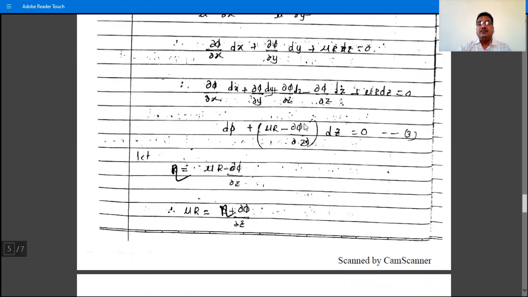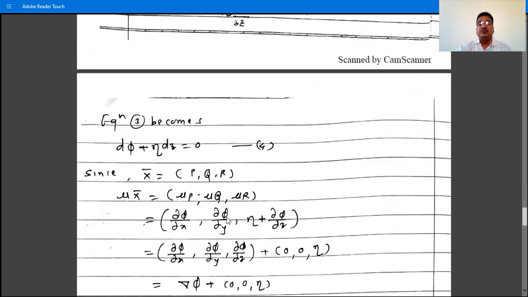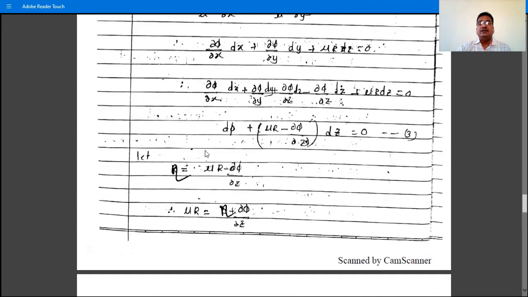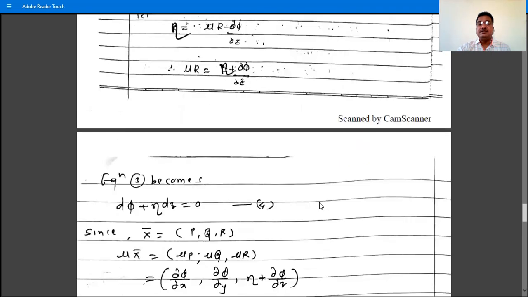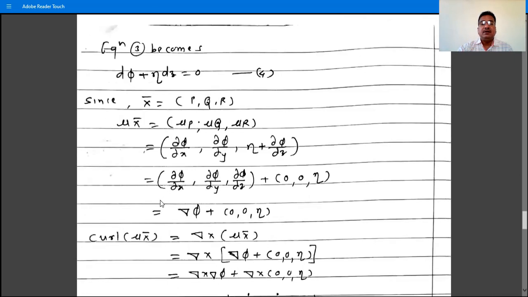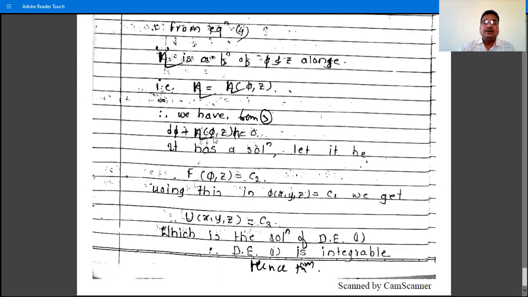This is a function ν, so write ν dz. The equation number 3 is dφ plus ν dz equal to 0. Actually, this is equation number 4. So from equation number 4, dφ plus ν dz is equal to 0, and that ν is the function of φ and z. And it has a solution. Let it be capital F(φ, z) equal to 0. The solution of this equation is equal to C2.